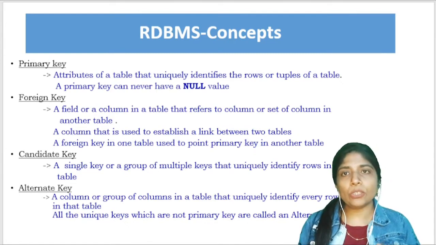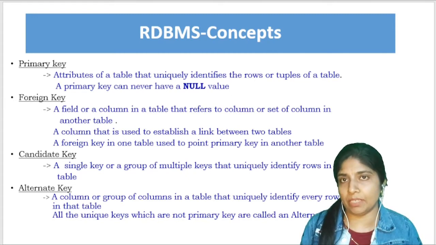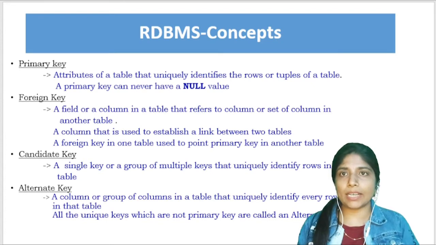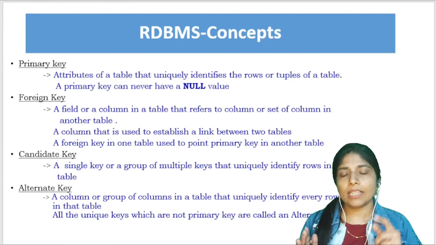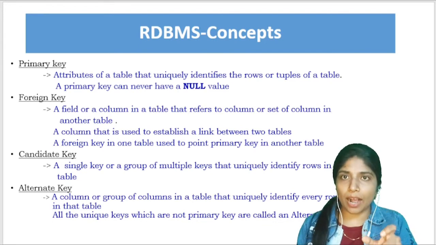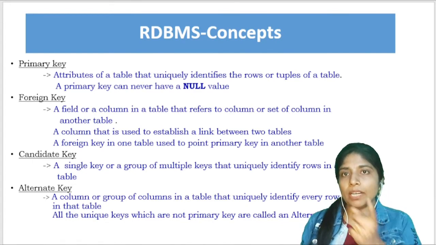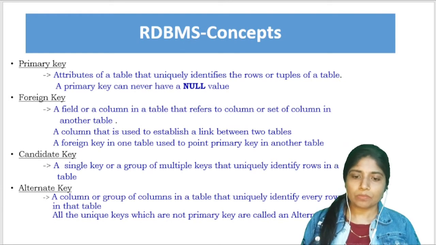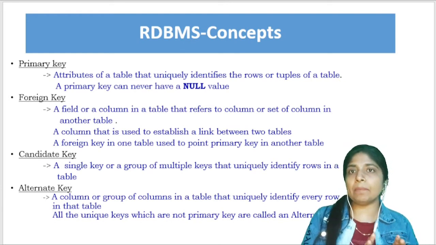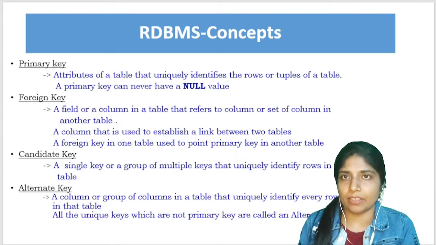If you want to connect these two tables, you can connect them using the primary key of one of the tables. Suppose I am going to connect this table to the teacher's table, then I should give the reference of admission number in the teacher's table. So admission number becomes the foreign key for the table the teacher has.